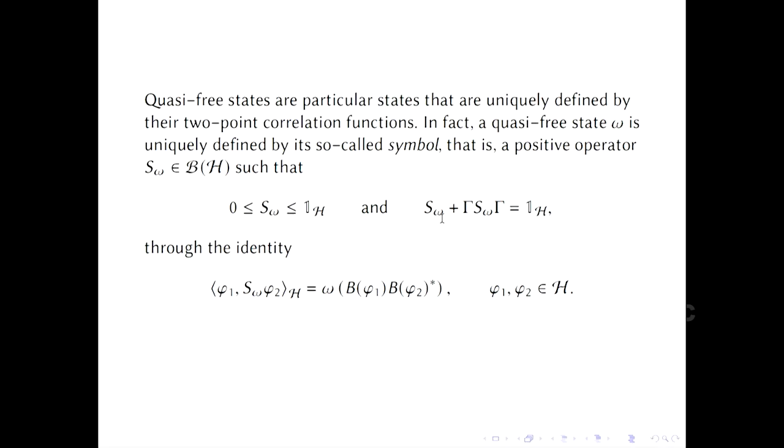And there is a way of characterizing these two-point functions in terms of so-called symbols, which are operators obeying these two properties. So the two-point function of such a state is given by the inner product of the two vectors phi1 and phi2 in this case, where we introduce here the operator S.